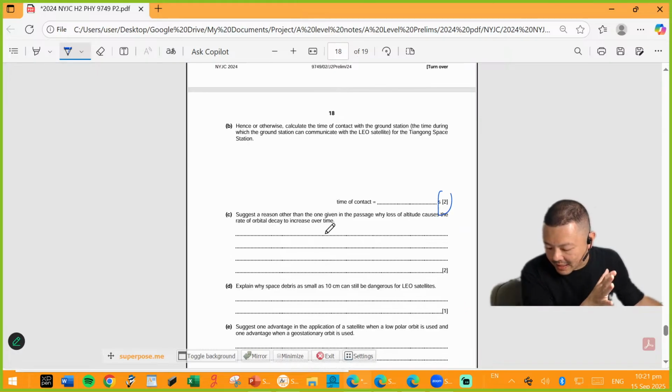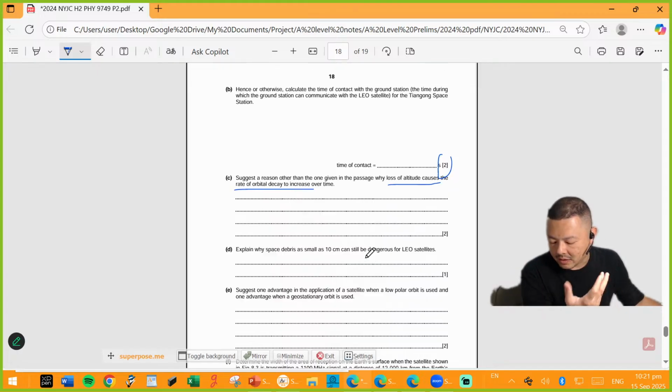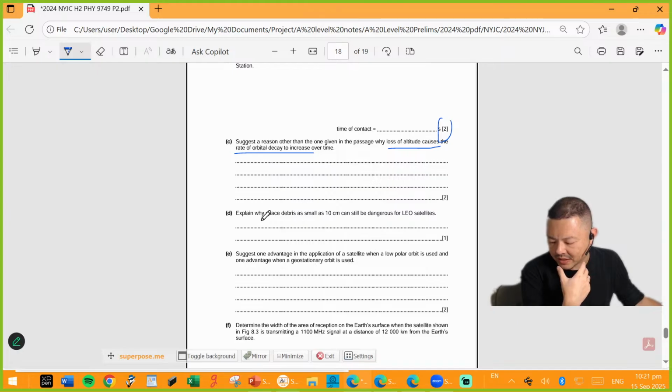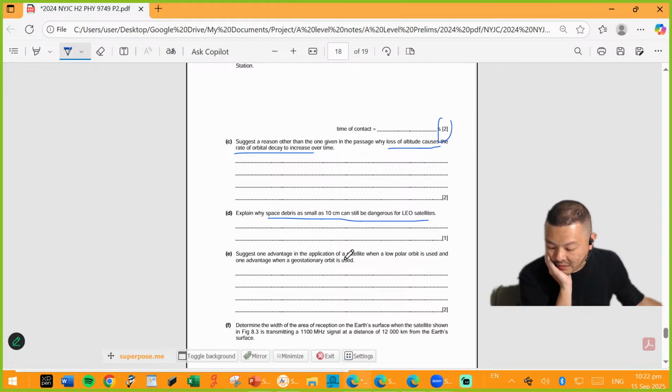Then you look at part C. Part C asks you to give another reason why loss of altitude causes orbital decay. This will be under gravitation, something that we've done before. Then they ask you, space debris can be dangerous for LEO satellites because they can be traveling at very high speeds. Maybe there's some information above, so you can go and look for it. One advantage of a satellite in a low polar orbit, and one advantage when the geostationary orbit is used.